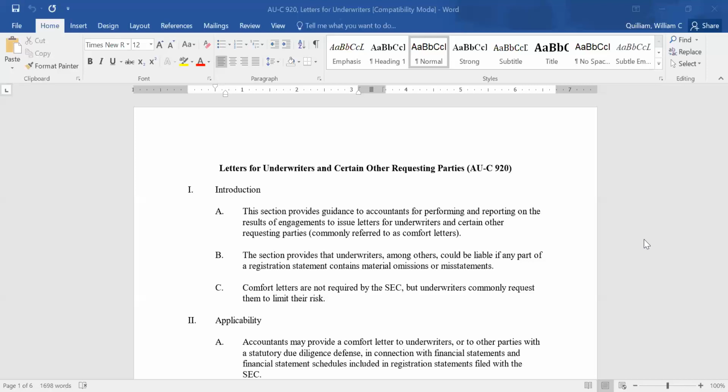So let's see a little introduction here. By the way, the handout that I have here on the screen will be found on the portal. So if we look at the introduction, we see that this section provides guidance to accountants for performing and reporting on the results of engagements to issue letters for underwriters and certain other requesting parties. Again, these are commonly called comfort letters.